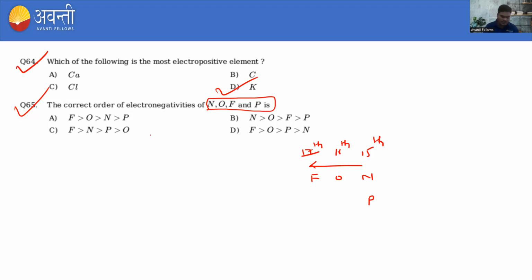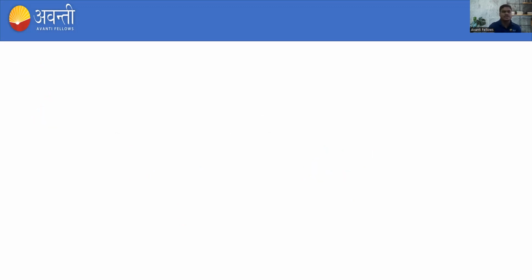Now, after fluorine, the next one is oxygen, and then nitrogen and phosphorus, because down the group, the electronegativity value decreases, right? So the correct order is option A. A very, very simple question, that's all.